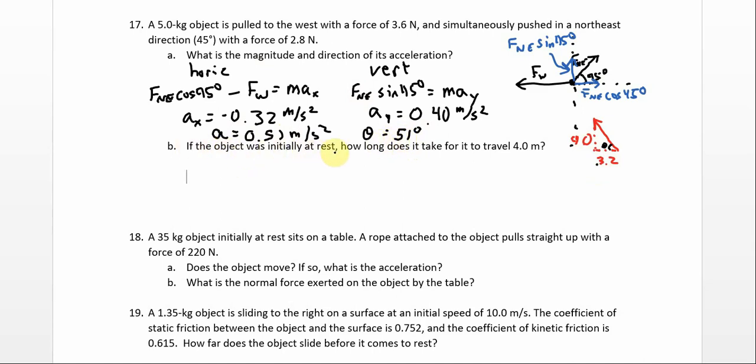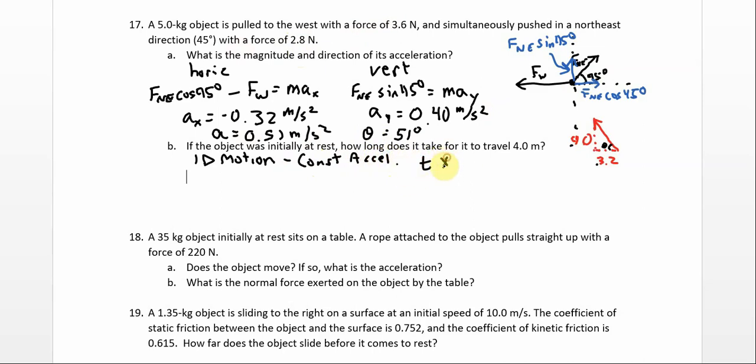Part B, if the object was initially at rest, how long will it take for it to travel 4.0 meters? So this is, even though it was 2D to begin with, if the object starts at rest and then accelerates in this direction, it will just stay along that line. So it's really a 1D problem now in terms of just its motion. This is one-dimensional motion, and not only that, but assuming these forces are all constant, which we can assume they are, we're not told that they change at all, that means the acceleration that we just found in part A is constant. So this is a constant acceleration problem.